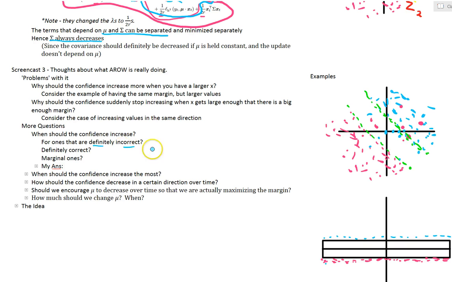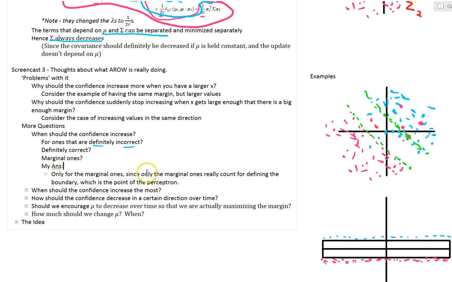Should it depend on the ones that are definitely incorrect? Well, I think, again, no. This one is basically a mistake. And so when we see this one, I don't know that we should actually increase our confidence. If it's one that's clearly incorrect, it's more these ones that are defining the boundary between what is basically blue and what is basically purple. It's for those ones that I think we would actually want to increase the confidence. So my answer would be the marginal ones, since they're what define the boundary.